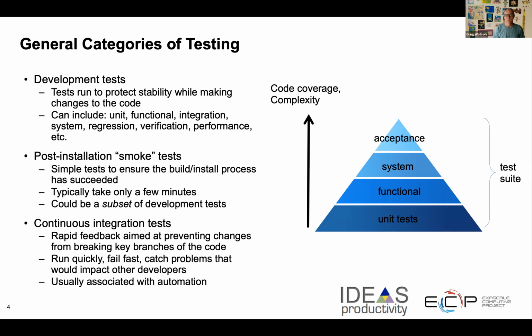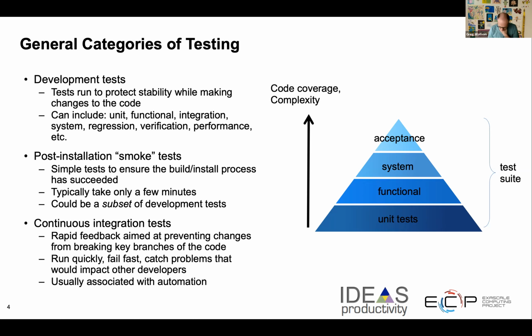So first of all, I want to start with some general categories of testing. We can break these down into what we call development tests, which essentially are tests that are ensuring that as you make changes to the code, you're preserving the stability of the code. And there's a range of different tests, unit tests, functional tests, and so forth. And I'll talk a little bit more about those on the next slide.